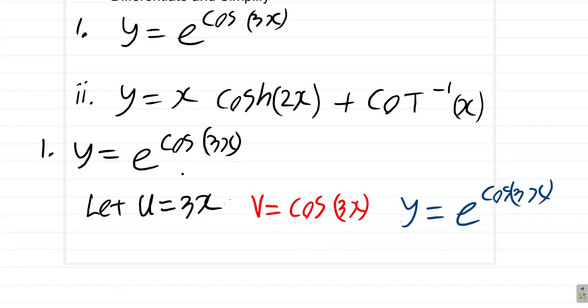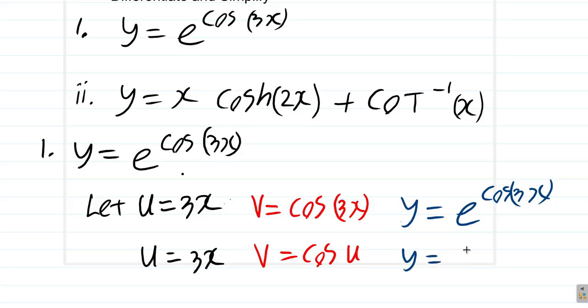So therefore what we have is u is 3x, v equals cos 3x, which is cos u, and y equals e to the cos 3x. But cos 3x is v, so it will be e to the v. You see that? Alright?